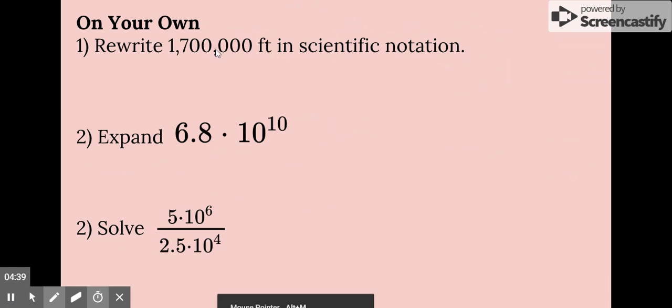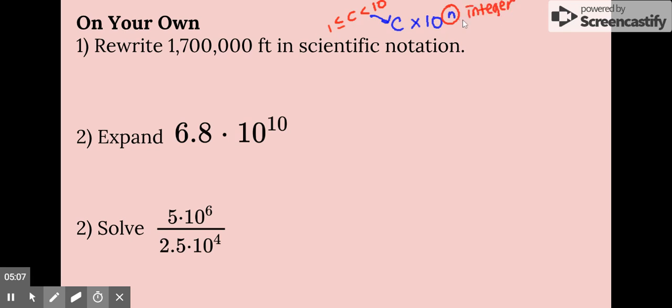All right, let's rewrite this number. This is a really big number, and let's just put it in scientific notation, because scientific notation is much simpler, right? So C should be between 1 and 10, but 1 can be C, but 10 cannot be C because 10 is still too big. So it has to be at least 1 and less than 10. And n should be an integer. We're just talking about really big numbers, so integer. Here, we're just talking about the positive, but we're going to learn about negative too.